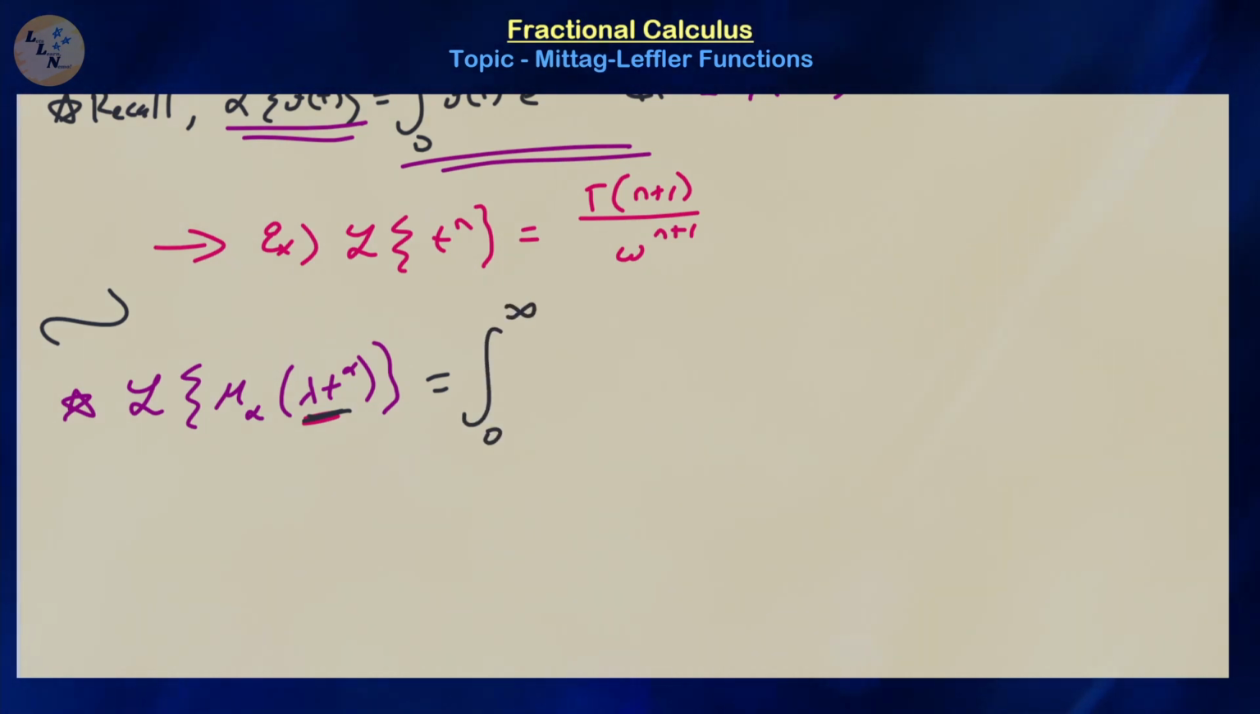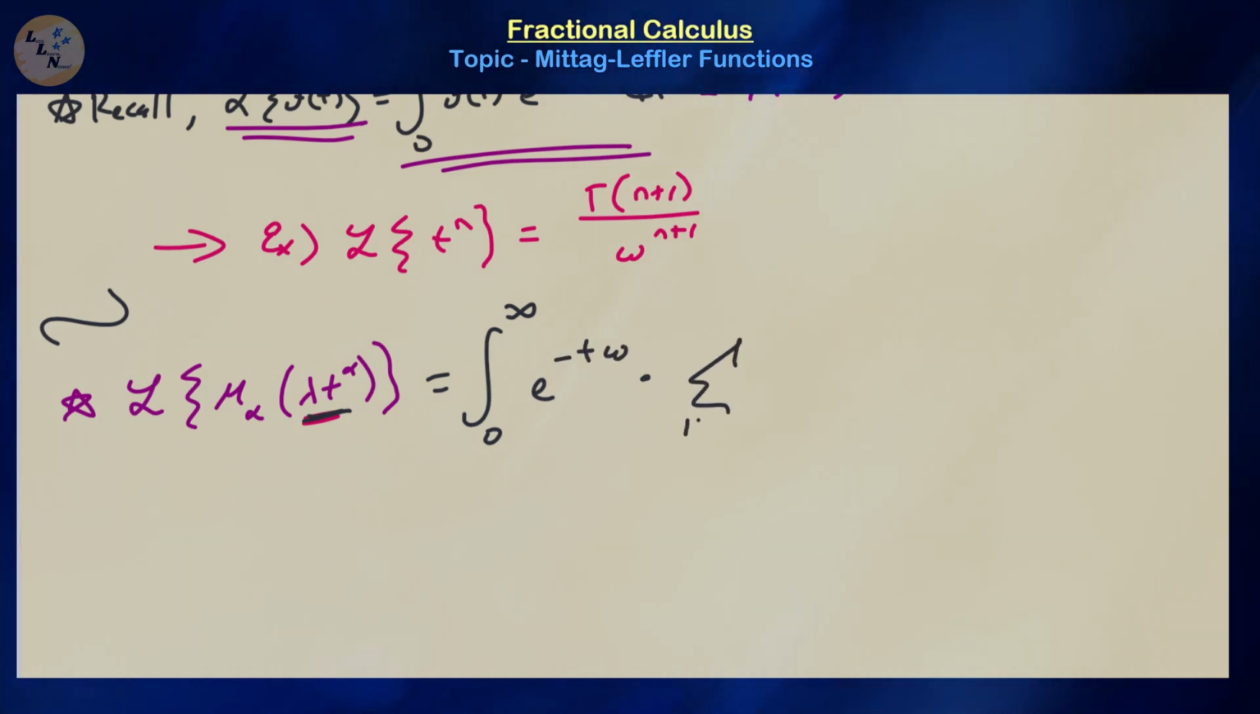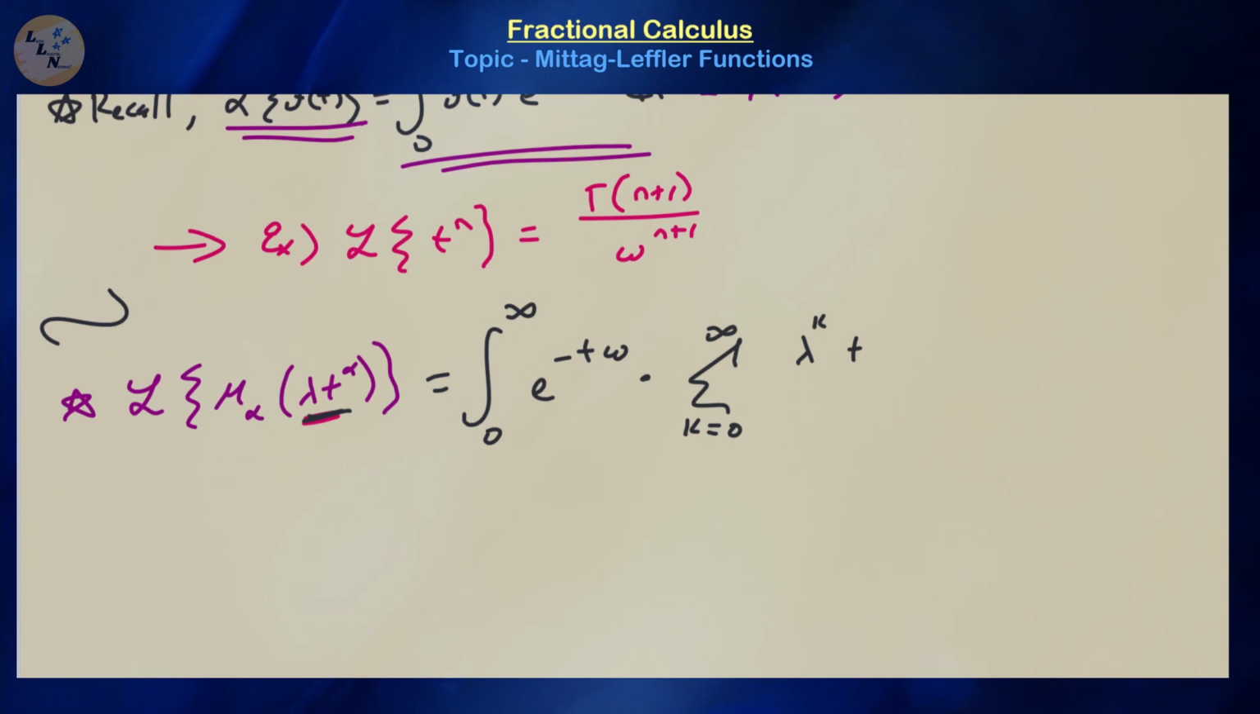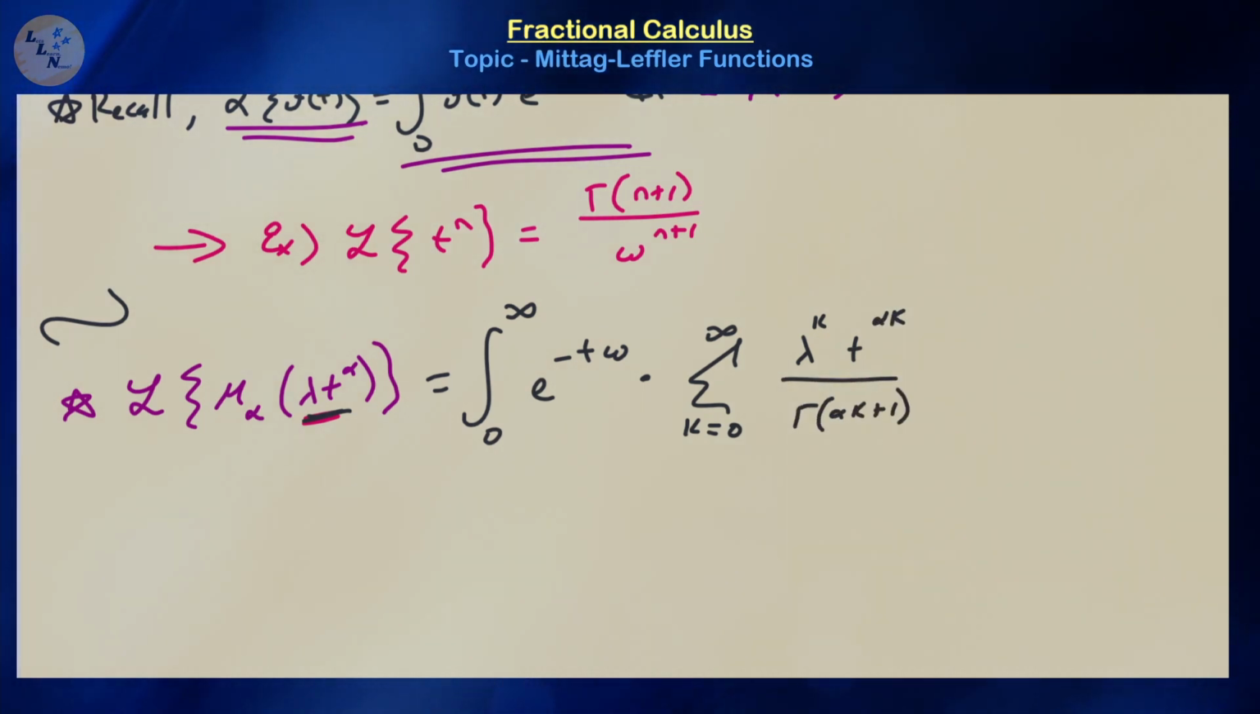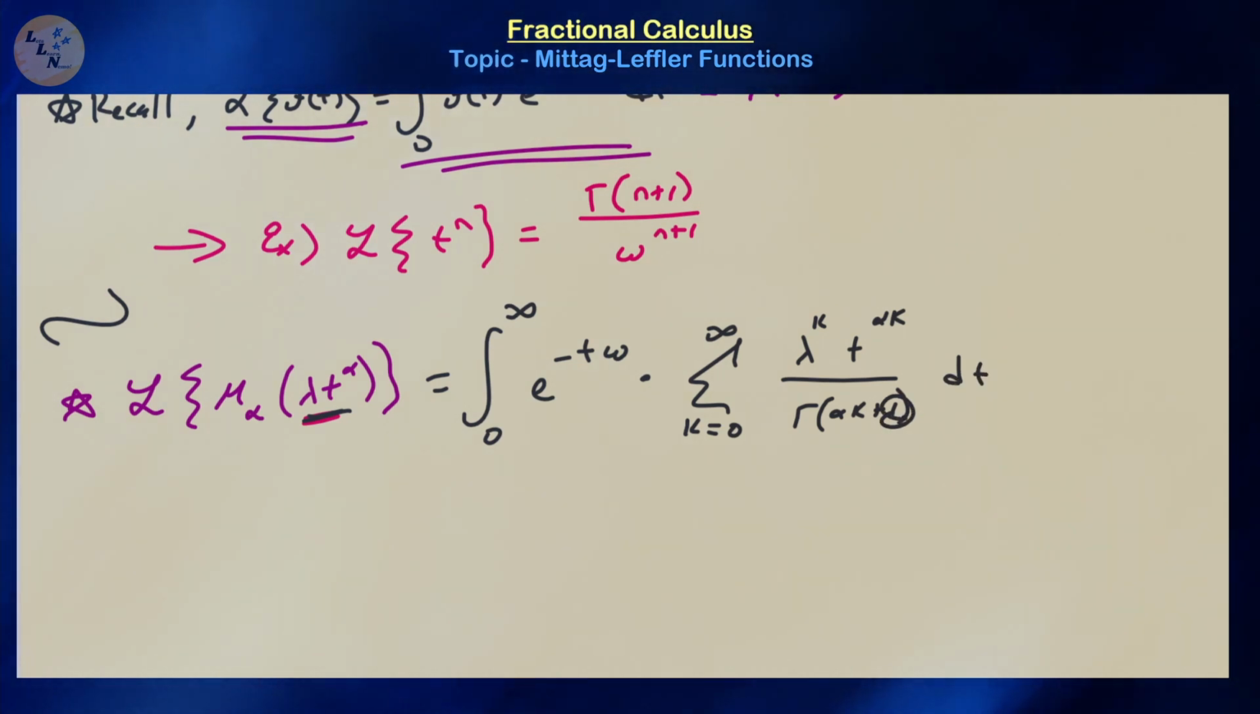So that's going to be the integral from 0 to infinity. Let's do our exponential term e to the minus t omega there, and then let's do our definition of Mittag-Leffler there. So the sum from k equals 0 to infinity of lambda to the power of k, t to the alpha k, all divided by gamma of alpha k plus 1. Now again, if you want to work with the two parameter version by replacing 1 with beta, that is perfectly fine, and you can get a result similar to the one that I'm about to obtain.